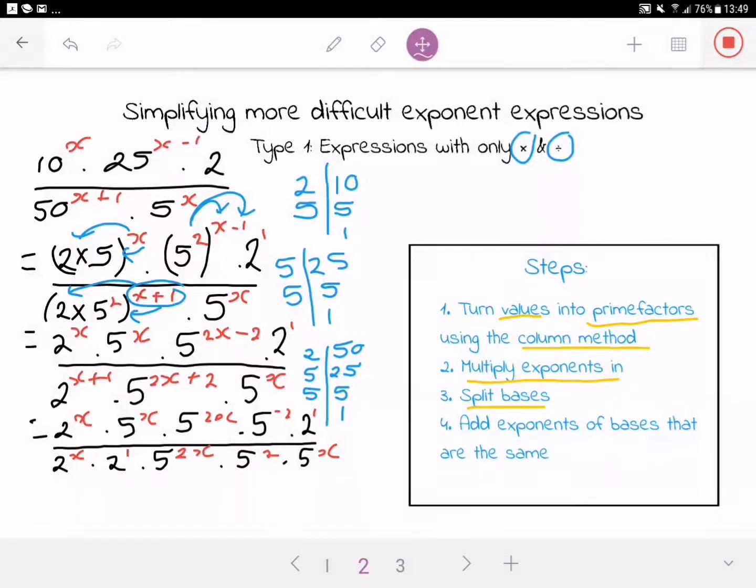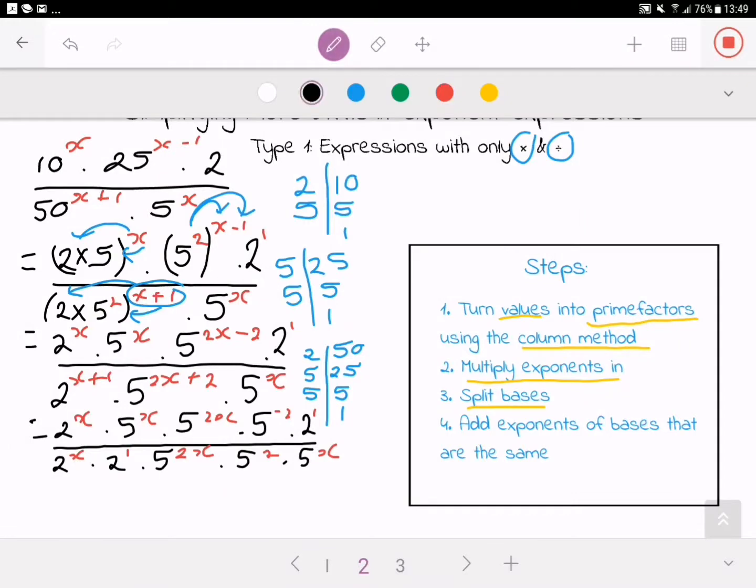And then our last step would be to add the exponents of the bases that are the same together. So all the 2s. So it's going to be 2 to the power of x. And then we're going to add another 2 to the power of 1. So it's going to become plus 1. And then the 2s at the bottom are technically being subtracted because they are dividing. So it becomes minus x and then minus 1.